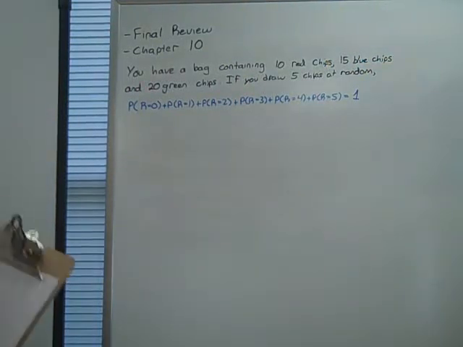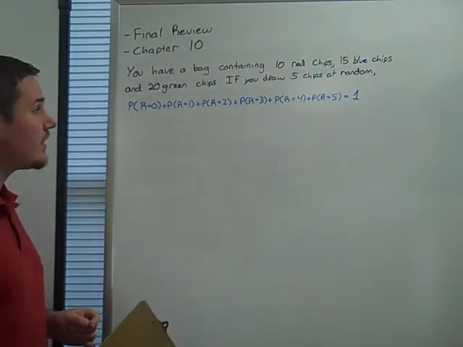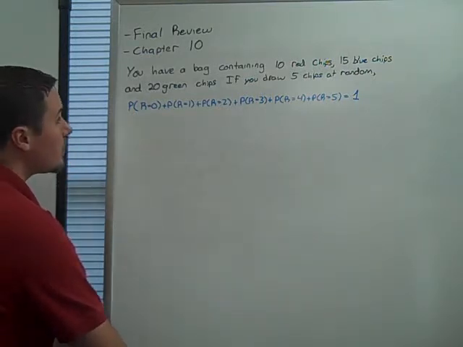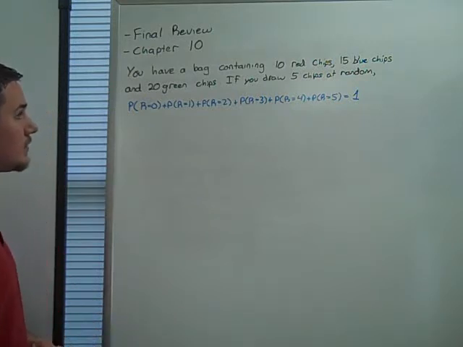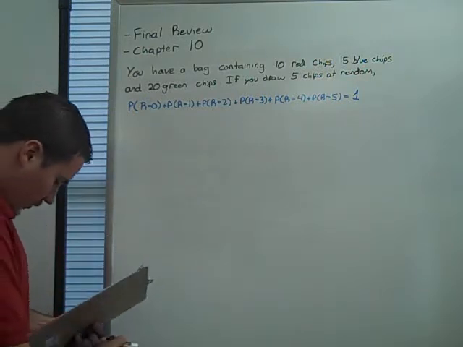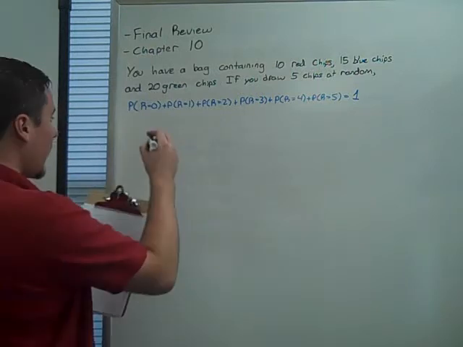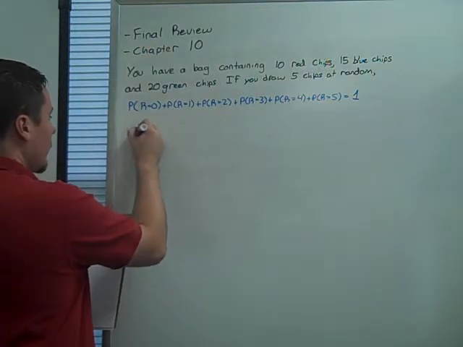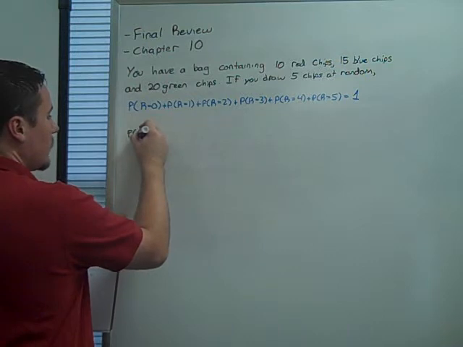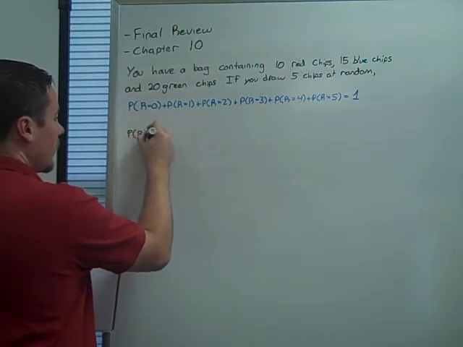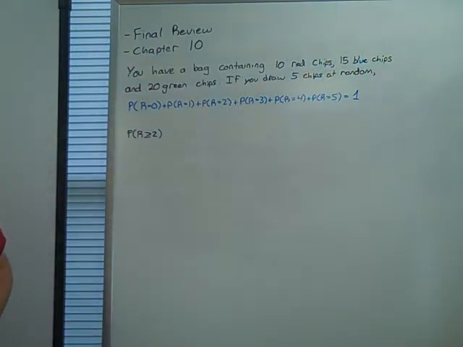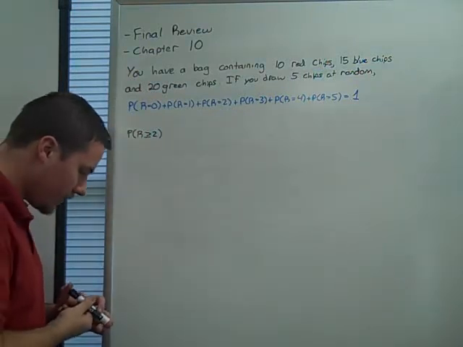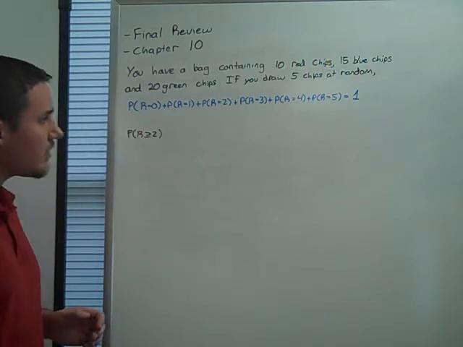Next problem from Chapter 10, we have a probability problem. We have a bag containing 10 red chips, 15 blue chips, and 20 green chips. If you draw 5 chips at random, what's the probability of getting 2 or more red chips?